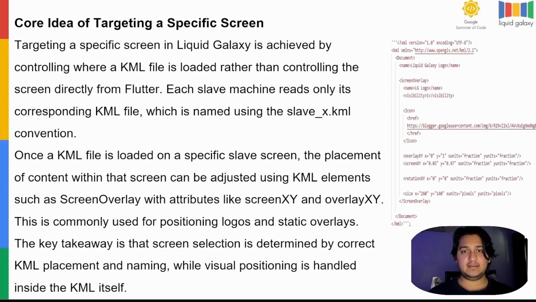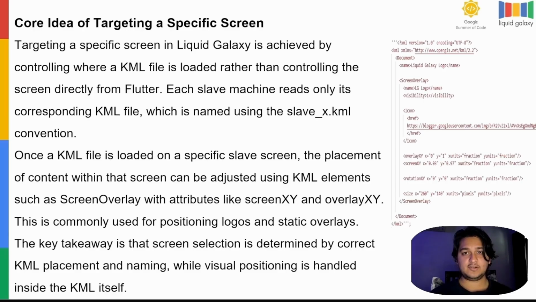Targeting a specific screen in Liquid Galaxy is not done by Flutter directly controlling a specific screen. Instead, it is done by controlling where the KML is loaded. Each slave screen reads only one KML file named under the convention slave_x.kml. So if I write a KML to slave_3.kml, only the third screen and therefore the third machine will load and render its content. When screen targeting doesn't work, people often believe that the Flutter logic is broken, but instead the KML is loaded perfectly, just on another screen.